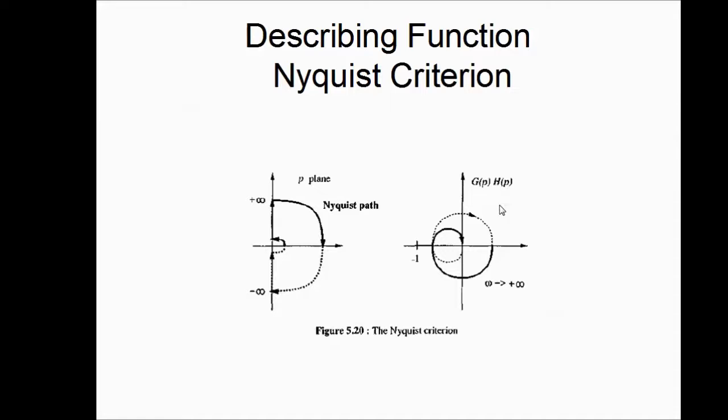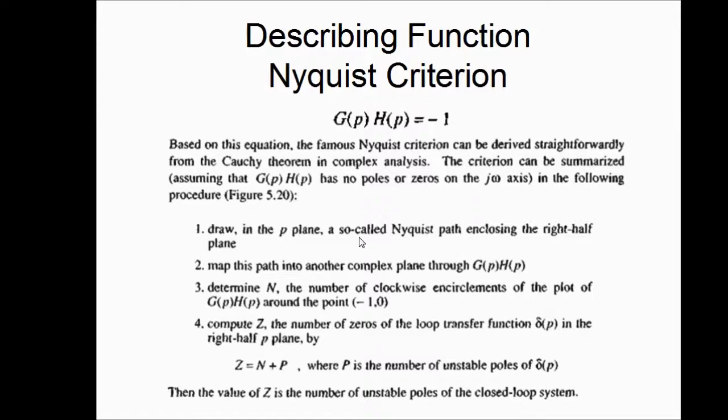This is the GH plane. Our x-axis here has the real part of GH, and the y-axis here has the imaginary part of GH. So this plane is the GH plane. This is called the Nyquist plane, and this contour is the Nyquist contour or Nyquist path. This is happening on the p-plane. So on the p-plane, we draw the Nyquist contour enclosing the right half plane, and map this path into the other complex plane through the GH map.